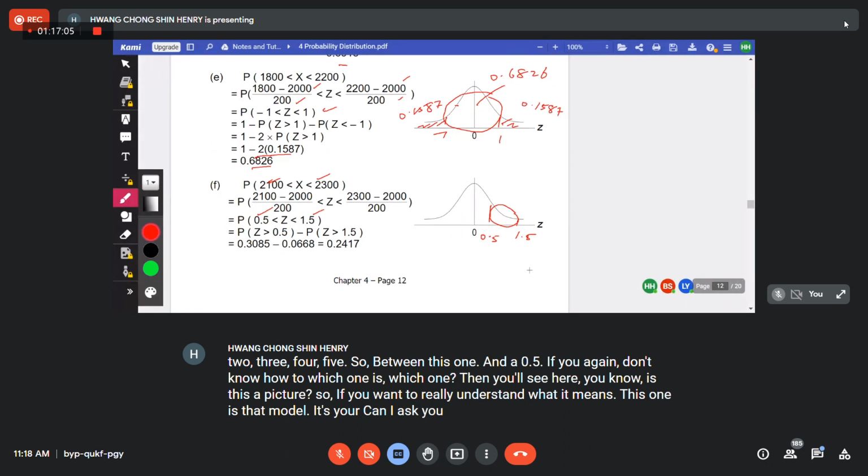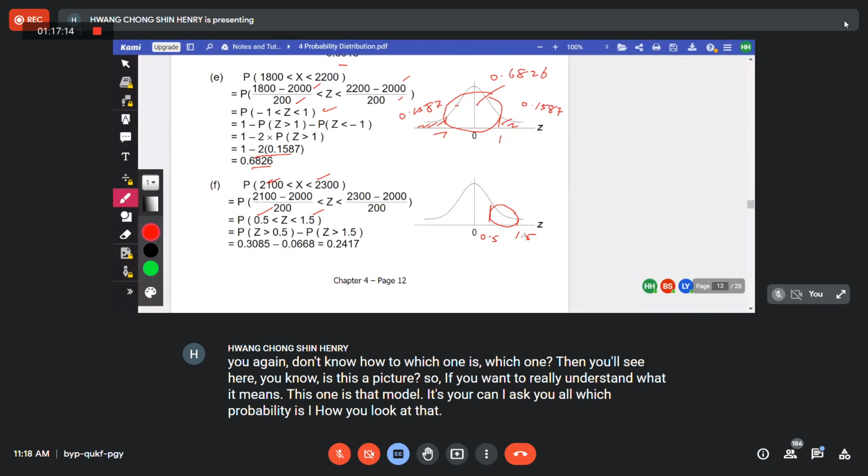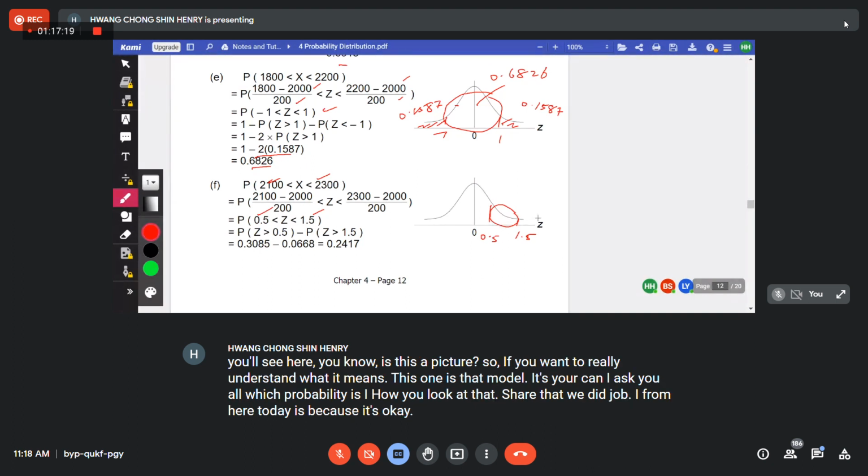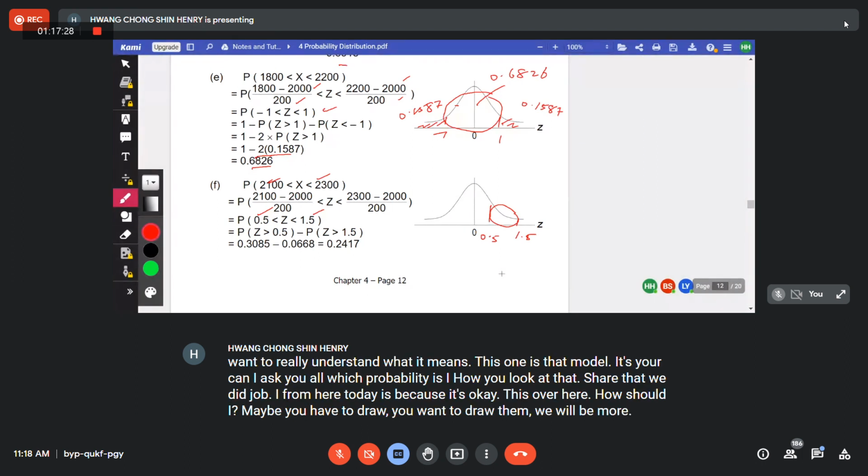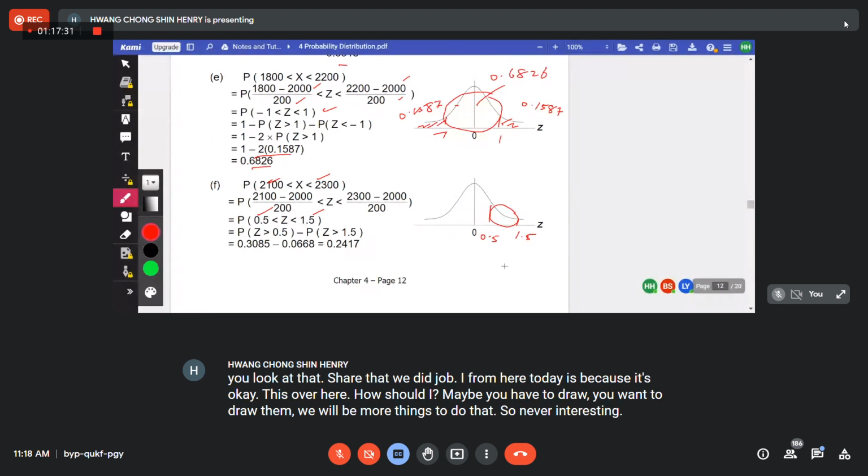Can I ask you all, which probability is higher, 0.5 or 1.5? How do you know which one is bigger? You look at the shaded region. 0.5, from here to here, is bigger. So can you tell me this probability here? How should I write it? Maybe you want to draw, but then there will be more things to do. So never mind, just think of 0.5 here. What's the probability for 0.5? 0.305, right?